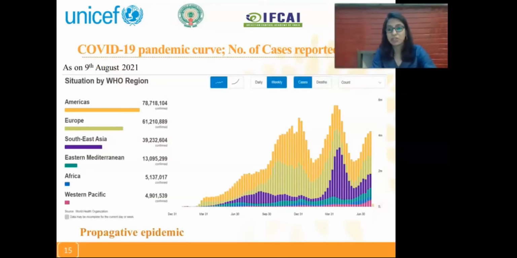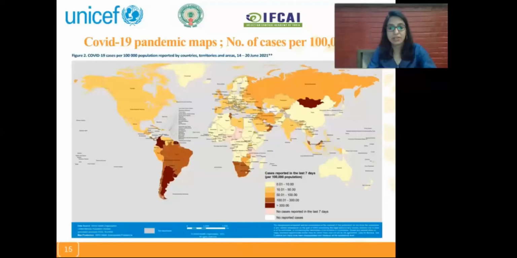So different colors show different regions, but overall it shows the world, and you can clearly see there's one wave, then there's a second wave, and there's a third wave forming. This is a clear example of a propagated epidemic, or we call it a pandemic, for COVID-19. Typically, as I was mentioning earlier, and this is the map showing how it is spread.